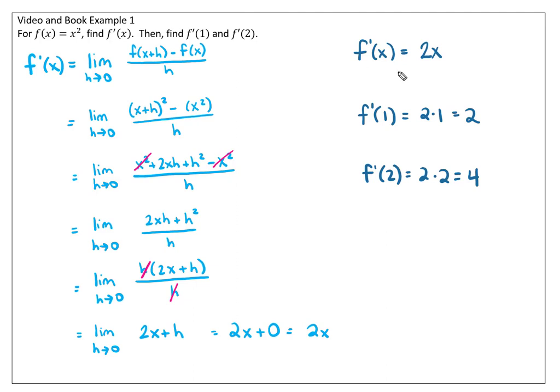So we found f prime of x, f prime of 1, and f prime of 2. Alright? Looking at my work, you can see that as you write the limit of the difference quotient, I took the time each and every step of the way to write down the full equation, to write equals the limit of the function as h goes to 0.